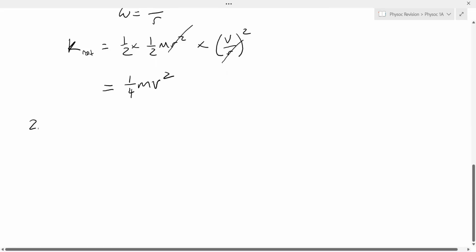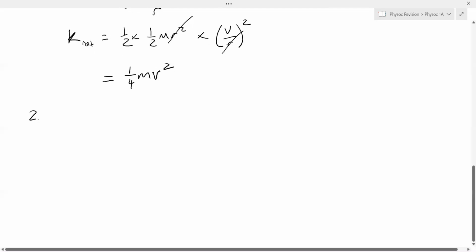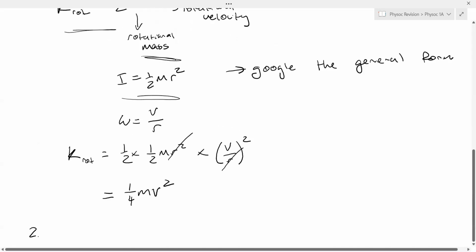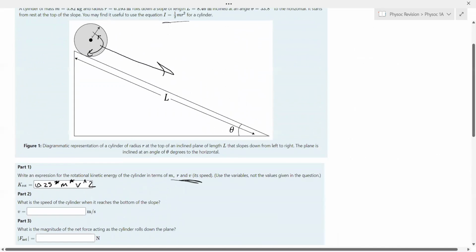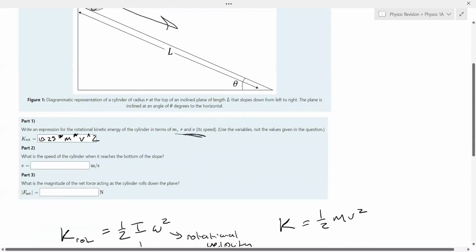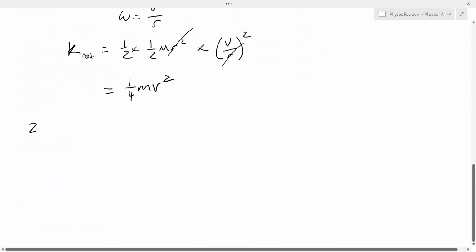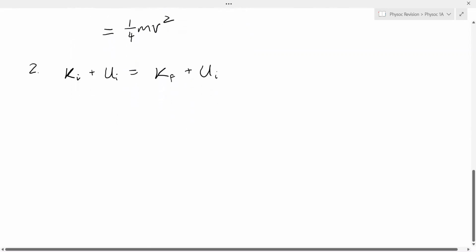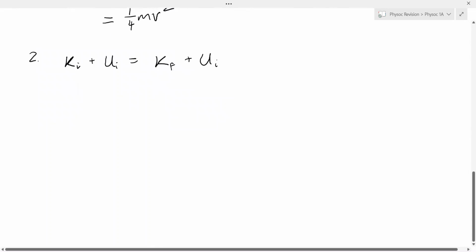So part 2, our conservation of energy. We want our potential energy because it's going to change height. So our potential energy is due to gravity. And our kinetic energy: initial kinetic energy plus initial potential energy is equal to our final kinetic plus final potential energy. It initially starts from rest, so the initial kinetic energy is going to go to 0.